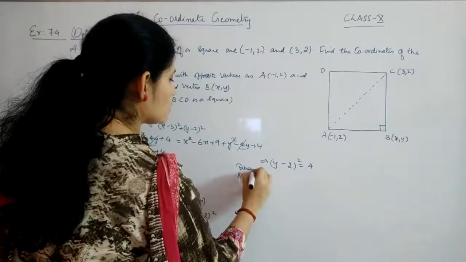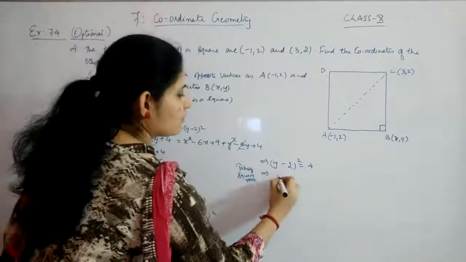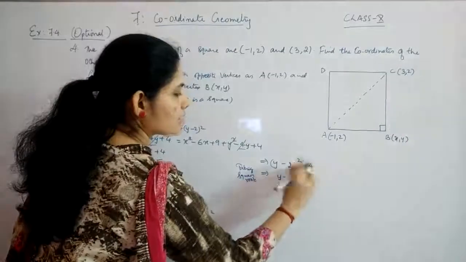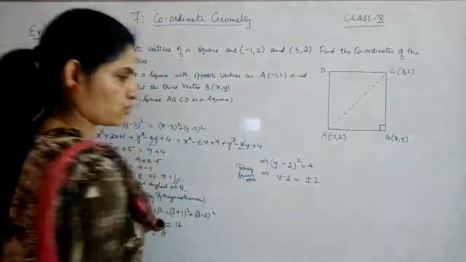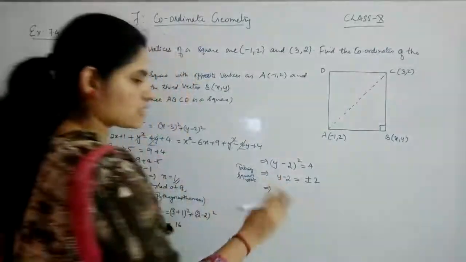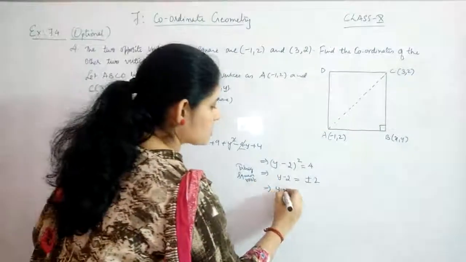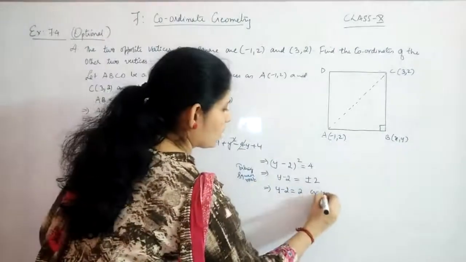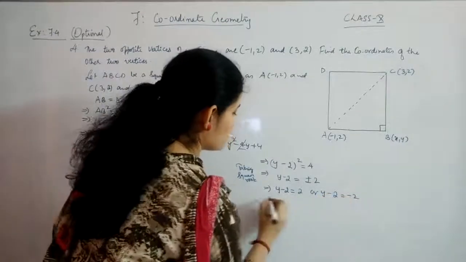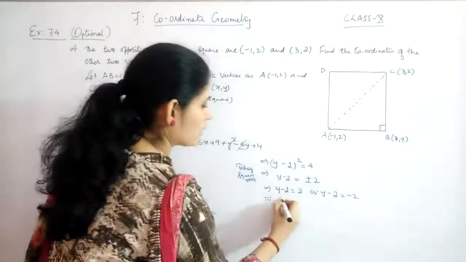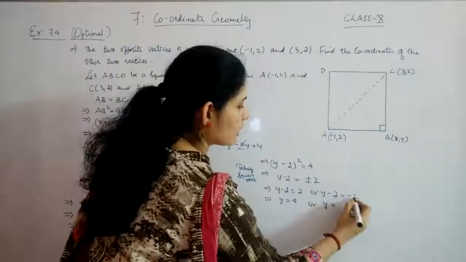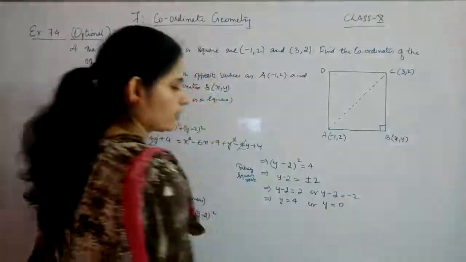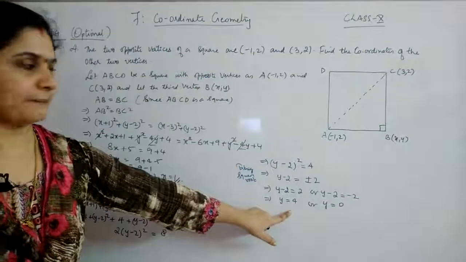Taking the square root, what will you get? This will become y minus 2, but the other side will give you the root of 4, which is plus or minus 2. That means you will have two cases for y. It is either y minus 2 can be 2 or y minus 2 can be minus 2. Now if it is 2, you will get y is equal to 4, or you will get y is equal to minus 2 plus 2, which is 0.